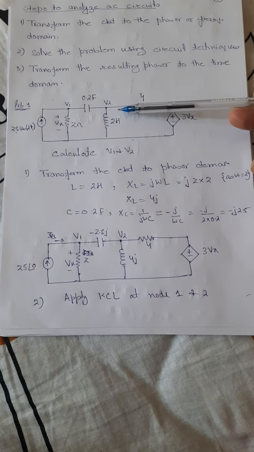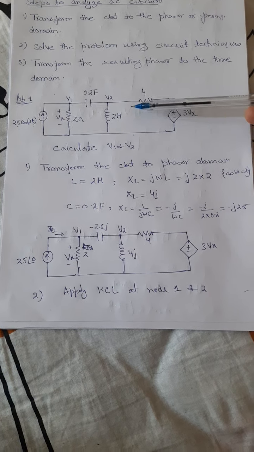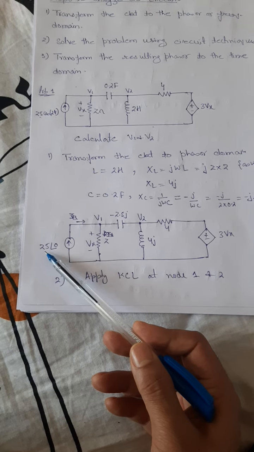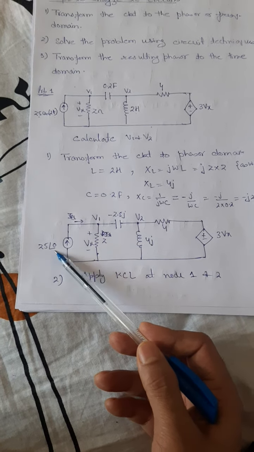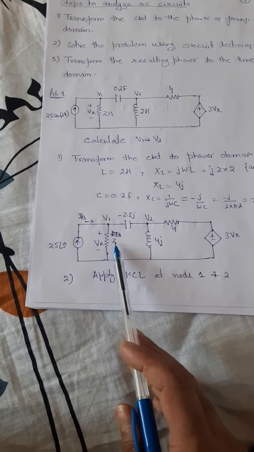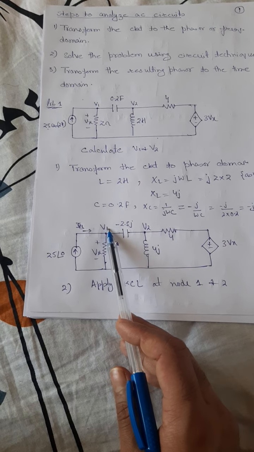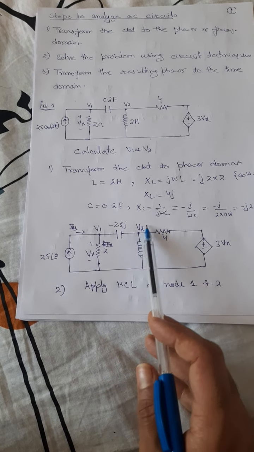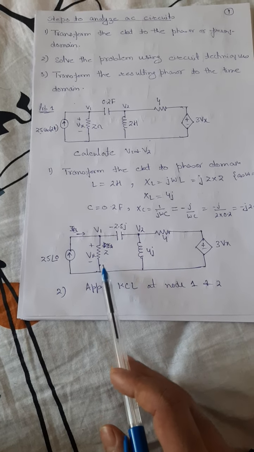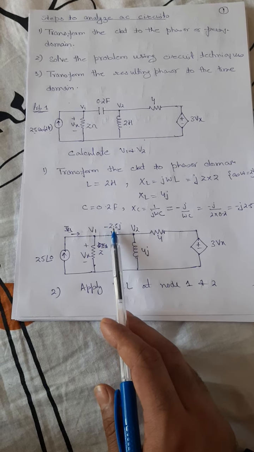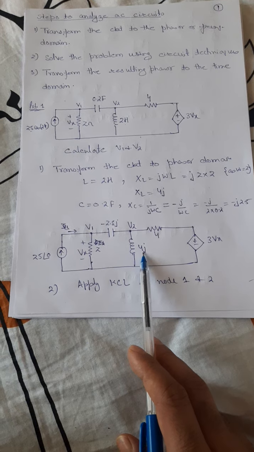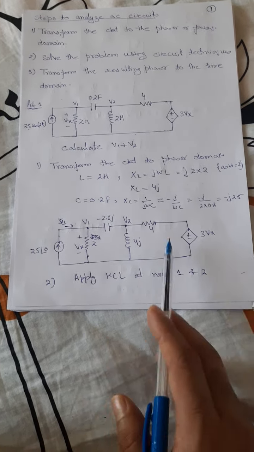Now I will convert this circuit into the frequency or phasor domain form, and the circuit will appear like this. The voltage source is now represented in phasor form as 25 angle 0. Why 0? Because the phase was 0. The frequency was there, but the phase was 0. The resistance is as it is, 2 ohm. V1 will be the phasor voltage at node 1 and V2 will be the phasor voltage at node 2. Vx will be the phasor voltage drop across the 2 ohm resistor. Now the capacitance will be replaced by the capacitive reactance minus 2.5j, and the inductance will be replaced by the inductive reactance, which is 4j. So this is the first step.